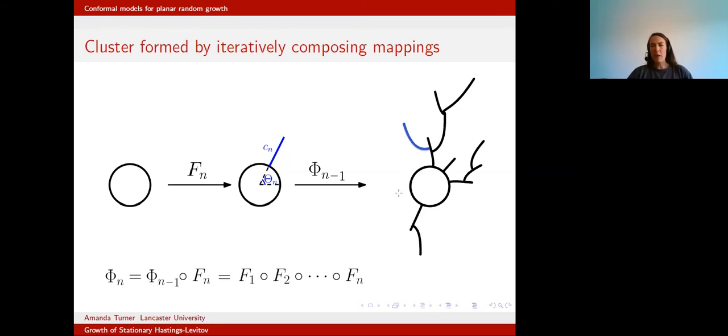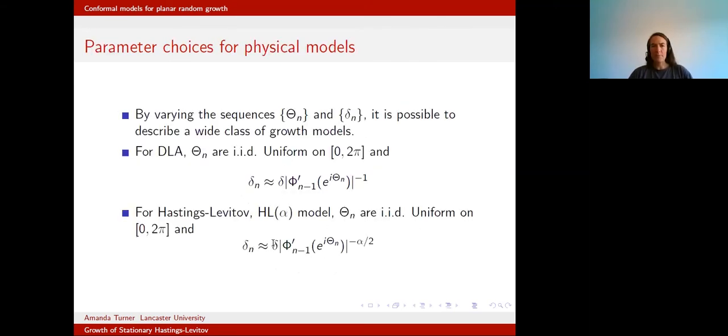But the benefit is that we actually have a way of constructing these mappings just given a sequence of angles and a sequence of capacities. And so by choosing our angles, and, well, I've changed from capacity to slit lengths here, but in different ways, we can construct a really wide class of growth models.